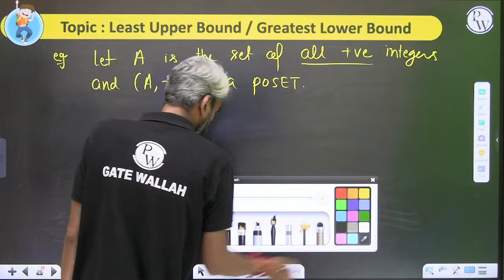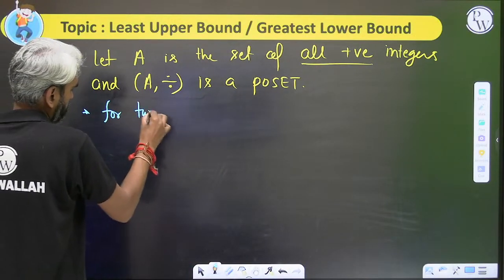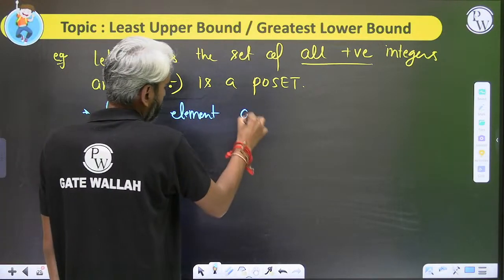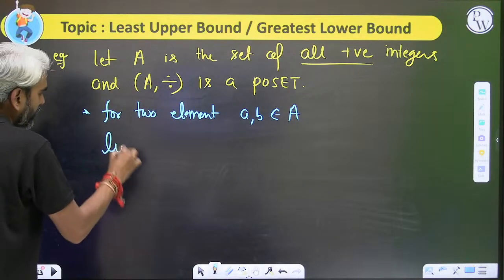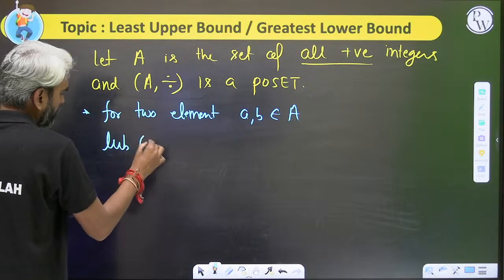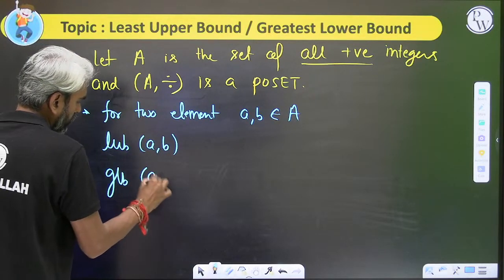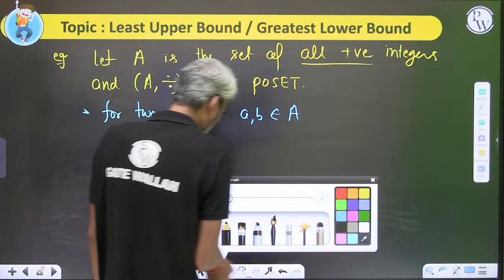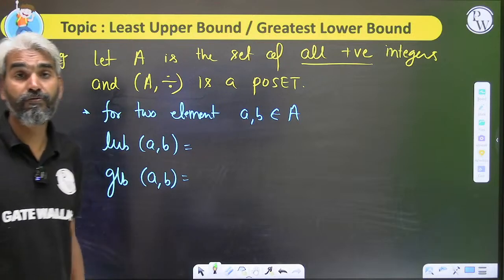Now if I ask you for two elements A, B belonging to set A, what will be the least upper bound of A and B, and what will be the greatest lower bound of A and B? Please think for a while. What will be the least upper bound of A and B? What will be the greatest lower bound of A and B?